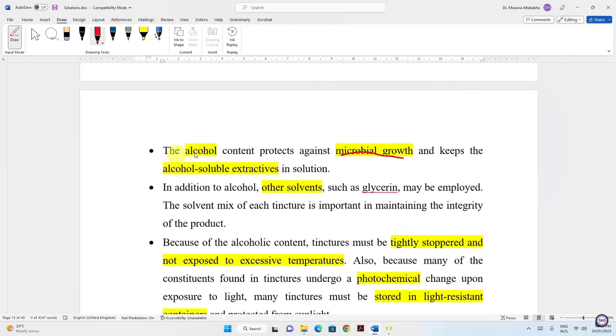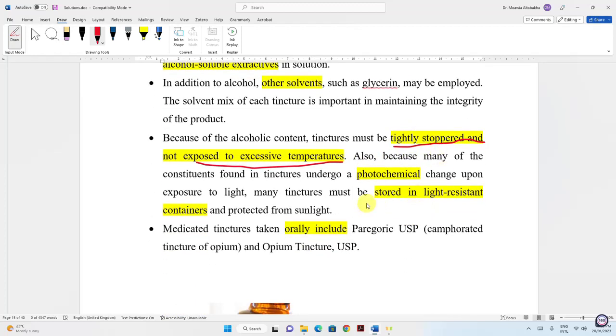Also, because it contains a lot of alcohol, it must be maintained or stored in a tightly stoppered container, and not exposed to excessive temperature. Why? Because alcohol is volatile. So you don't want excessive temperature, and you don't want it to evaporate or escape from the container.